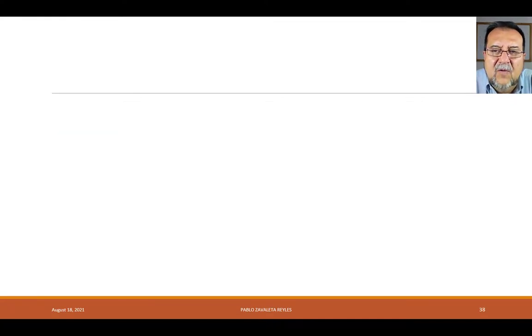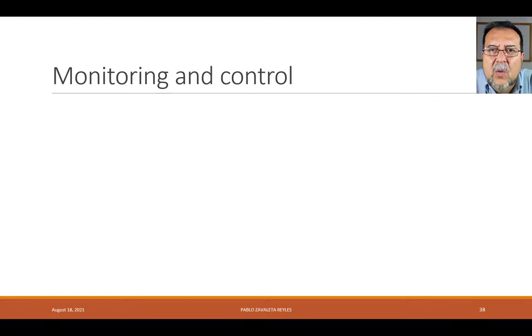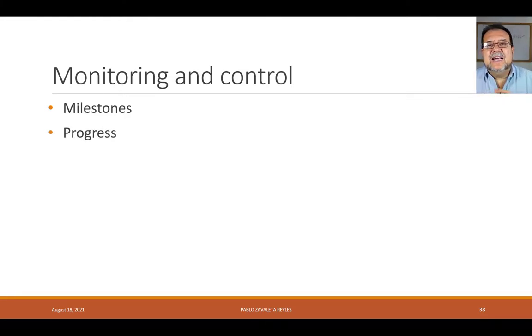Now, for monitoring and control, you need to remember what milestones are, which are those points in time or in a project or in space that separate one aspect from the other. For example, a frontier between two countries is composed of a series of milestones that show you where the border is. And you need to be able to express, in terms of your reports, what is the progress that you have made.